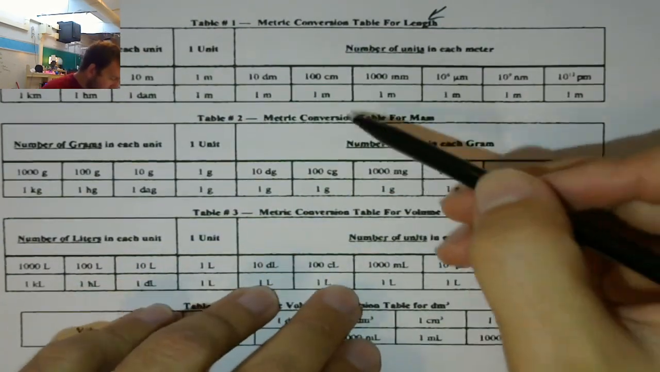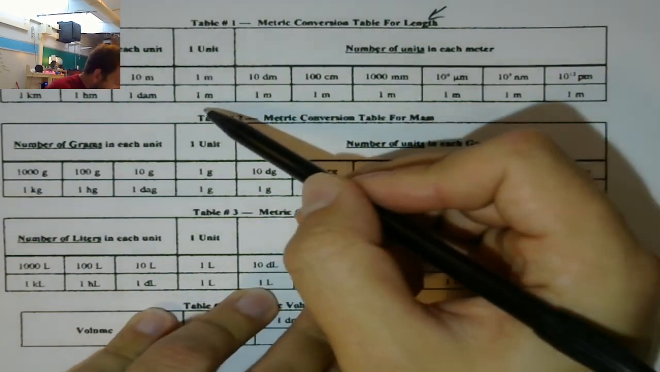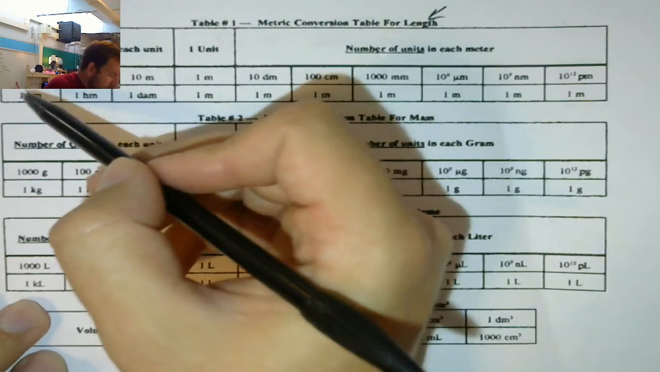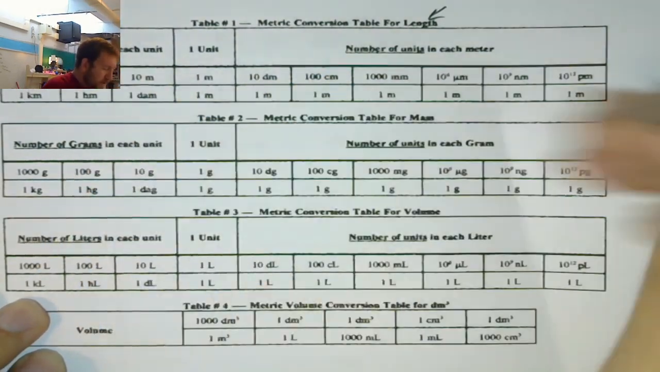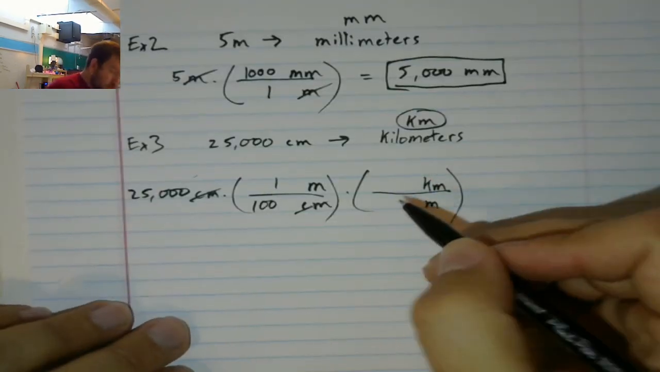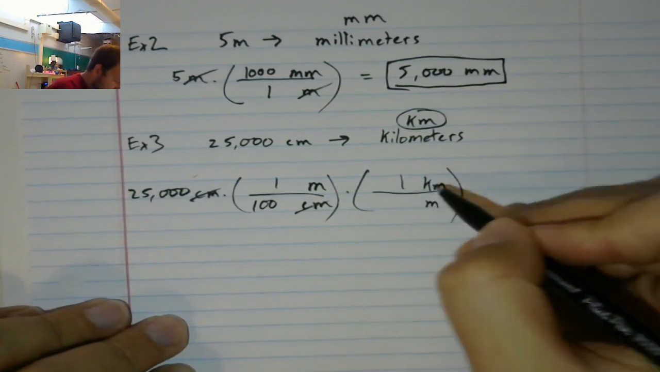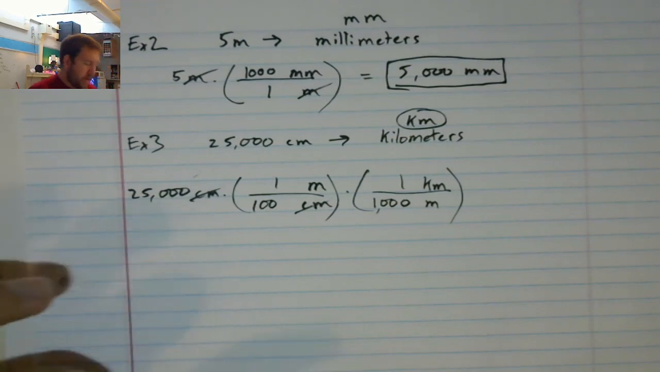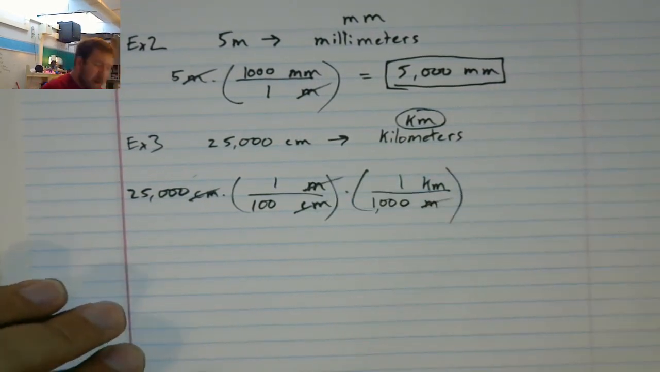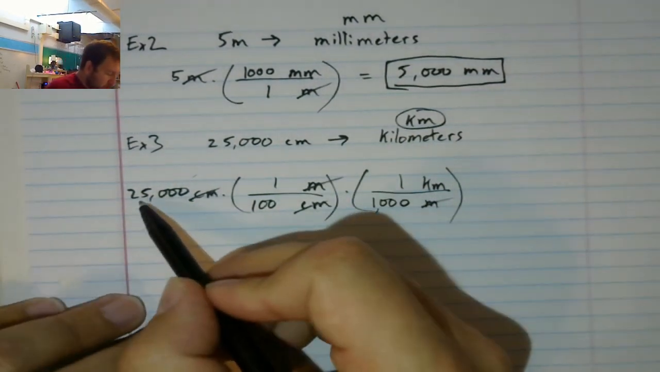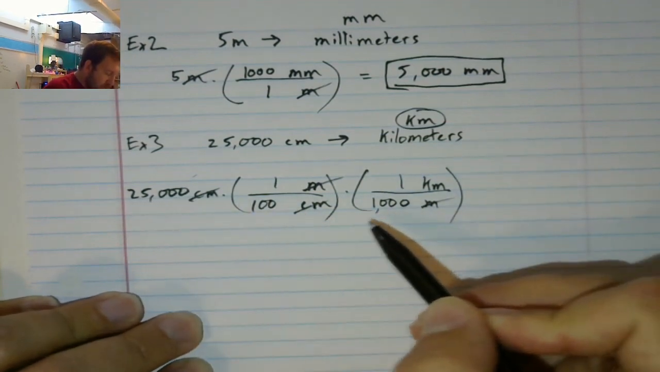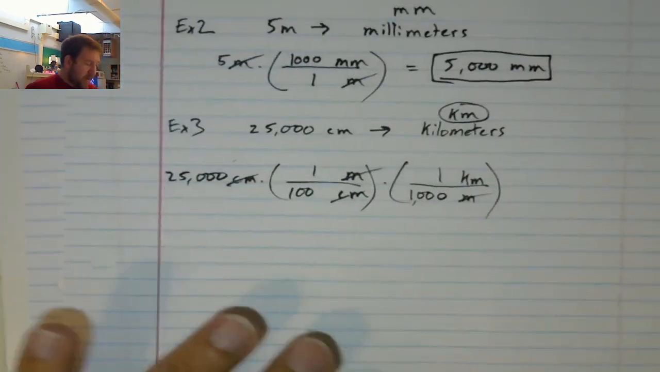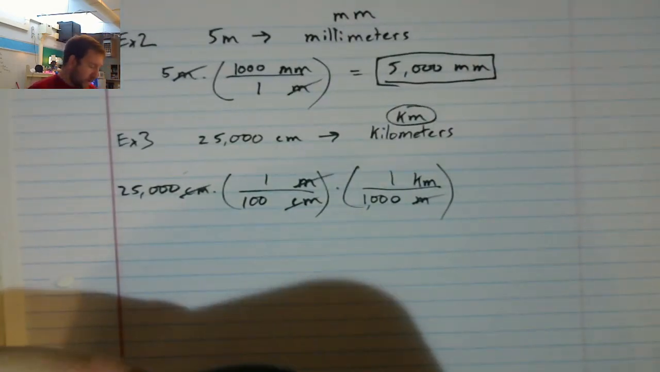All right, where is my length? Kilometers. Right here. It's all the way up. It's the biggest one we've got. 1 kilometer is 1,000 meters. Okay, so now my meters cancel out, and I'm left with kilometers. So I really have to do 25,000 divided by 100 divided by 1,000. So I suspect it's going to get a bit smaller.